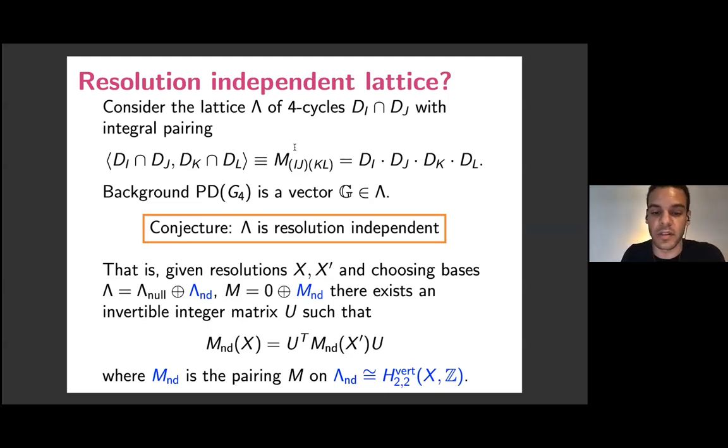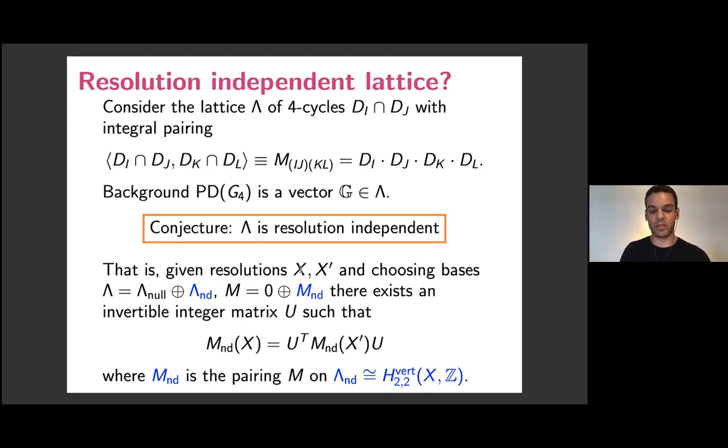So let me just say very quickly what the structure is and tell you the punchline. So consider the lattice of 4 cycles lambda. That's a lattice of 4 cycles D_i intersection D_j. And they have some integral pairing, which is really just a way of reformulating the quadruple intersection. In this way of formulating the problem, the Poincare dual of a flux G4 can be viewed as a vector sitting inside of this lattice. And we conjecture that this lattice is actually resolution independent.